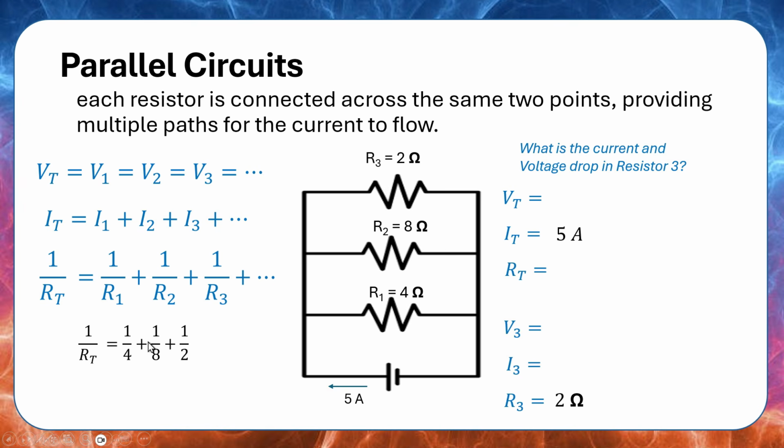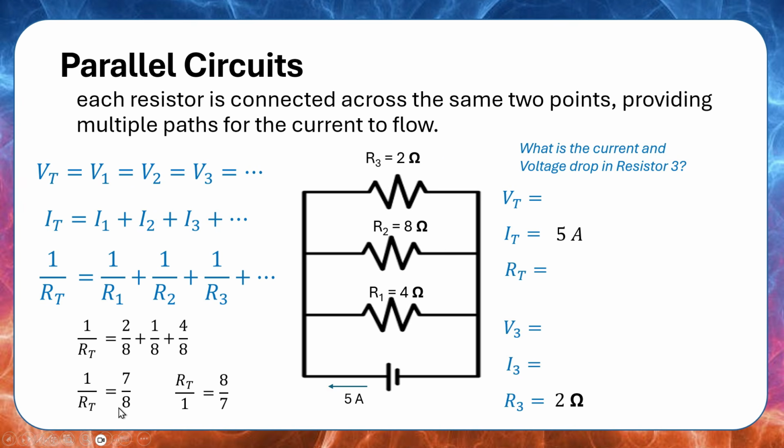Okay, we add 1/4 plus 1/8 plus 1/2 because R1 is 4, R2 is 8, and R3 is 2. So these are the reciprocals. Find their LCD. Their LCD is 8. So 8 divided by 4 times 1, that's 2. 8 divided by 8, that's 1 times 1, that's 1. 8 divided by 2, that's 4 times 1, that's 4. So that's why we have these numbers. I hope you still know how to do LCDs. And add them up because they now have the same denominator. So 2 plus 1 plus 4, that gives us 7. Okay, and that's 1 over RT equal to 7 over 8.